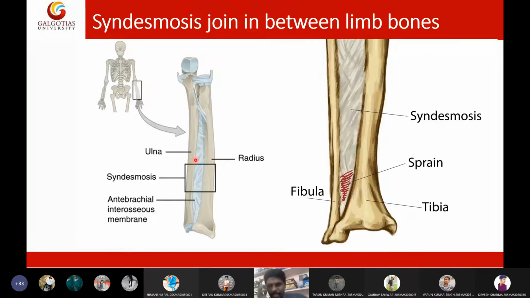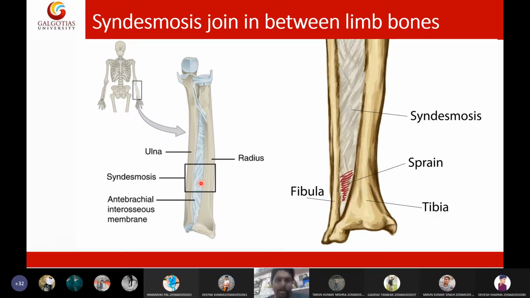After this class, students, I will take one additional class on the bones present in the human body, and I will let you know all the names of the bones so that you will get some idea. Right now I think you are slightly confused between radius, ulna and fibula, tibia. Fibula and tibia are the leg bones, whereas radius and ulna are bones of the hand. Both bones are interconnected by this fibrous tissue, which is syndesmosis. So this is the example of syndesmosis.